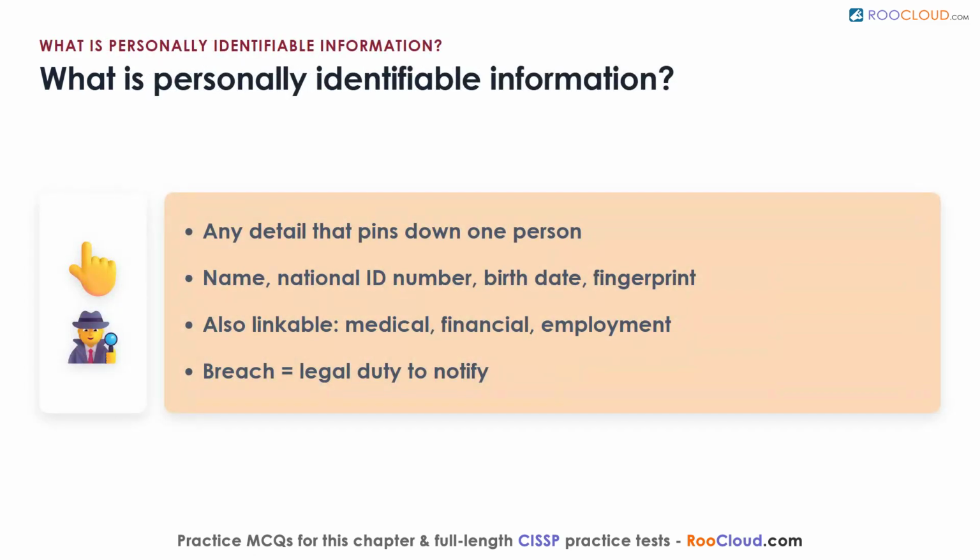What is personally identifiable information? It is any detail that can pin down a specific human being. A name, a national identity number, a birth date, or a fingerprint all qualify. So does anything linkable back to a person, like their medical, financial, or employment history. You are responsible for guarding this data for both staff and customers. And in many places, the law forces you to notify people when a breach exposes it.